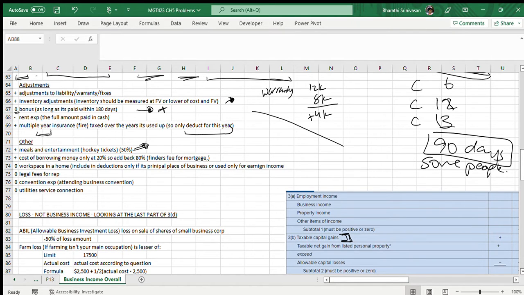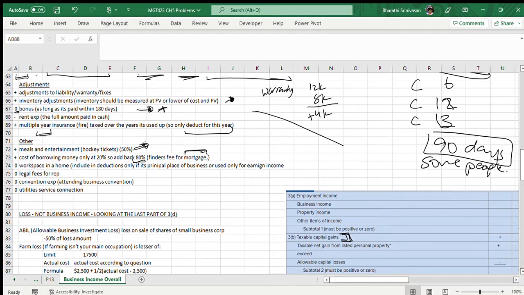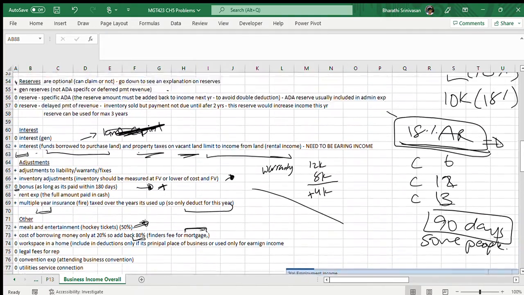Cost of borrowing money. Anything that's related to borrowing money can only be deducted at 20% each year, so you have to add back the 80%. For example, a finder's fee for a mortgage, or a lawyer fee for a mortgage, or something for the issuance of shares. Remember, issuing shares is also related to borrowing money. Technically, that would be called financing expenses.